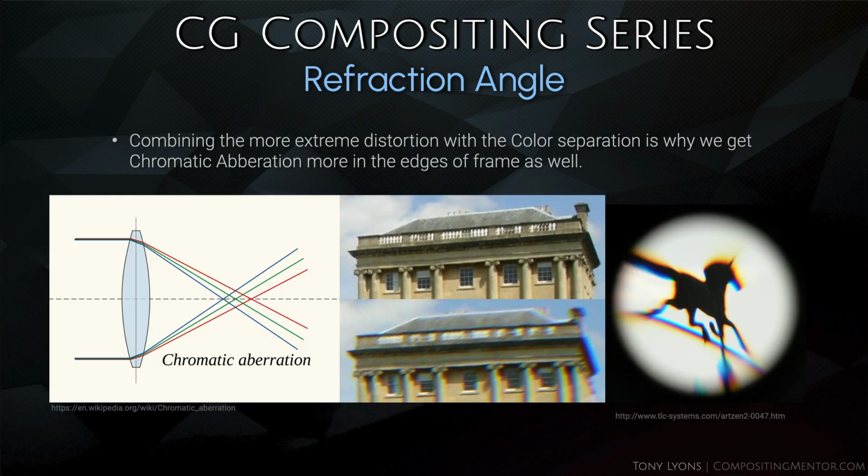So let's stack these topics together a little bit. Combining the more extreme distortion on the edge with the color separation is why we get chromatic aberration more on the edges of the frame as well. The more extreme the angle, the more extreme the refraction, and the more extreme the separation of the colors.